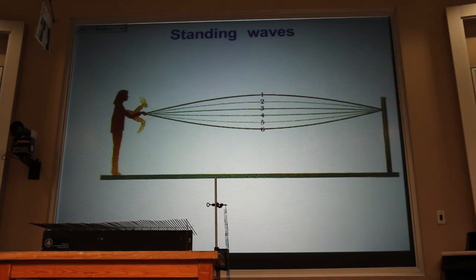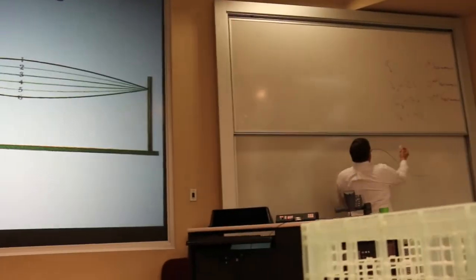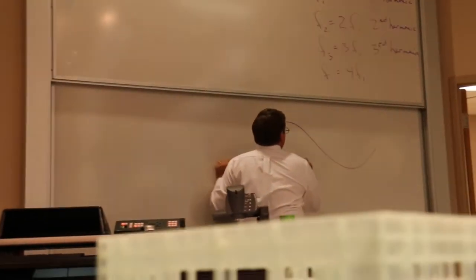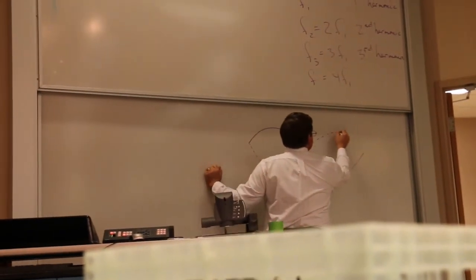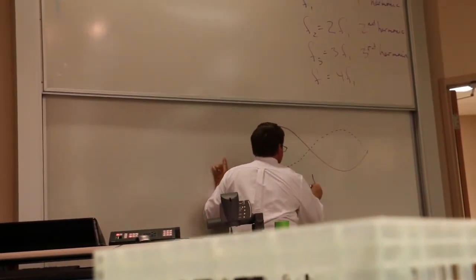Now folks, if I look at a wave, it looks like that. It's got an up and a down. So for a standing wave, when these things are going back and forth, if I wait half a period, this thing's going to look like that. And that's 1 wavelength.